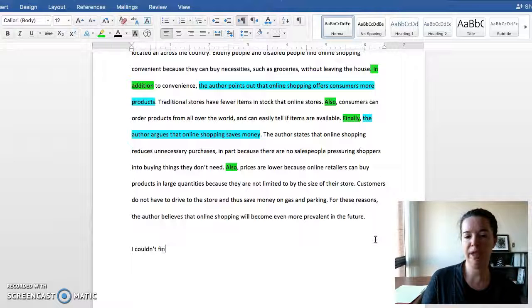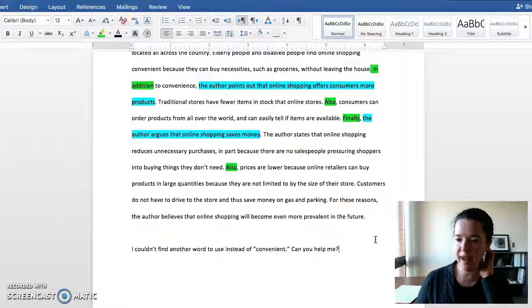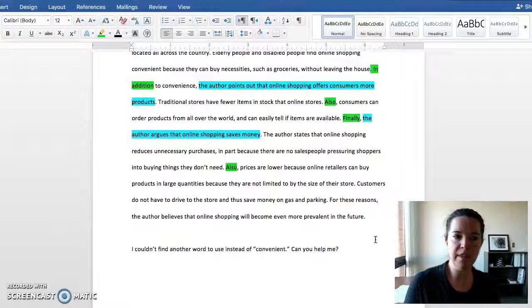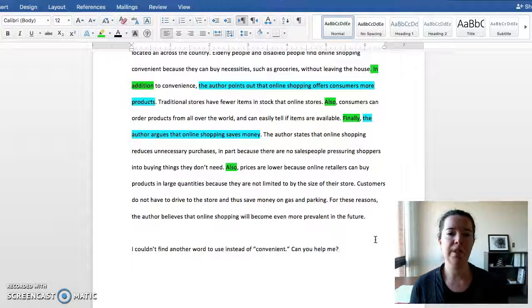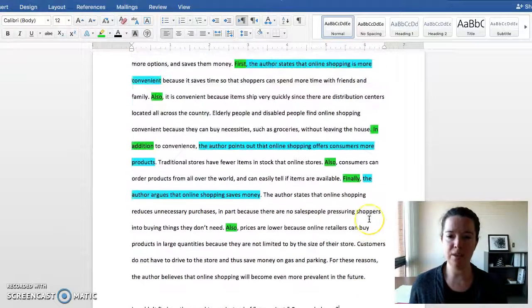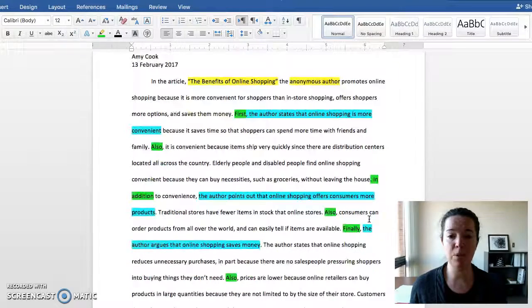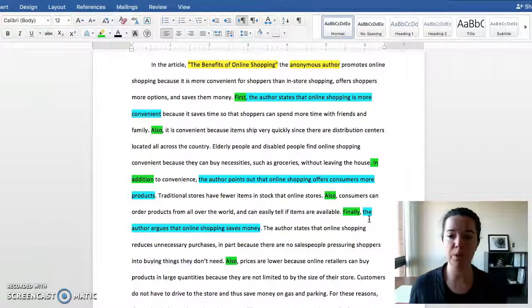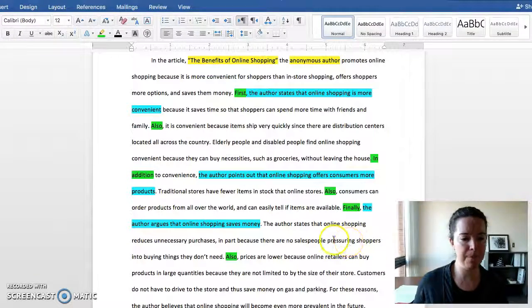Can you help me? And then when I read that, I will realize that you're still working on this. You know that you need to use a synonym, and I can help you with that. So if there are any parts that you see in your summary that you need more help on, especially with words or with paraphrasing, let me know.